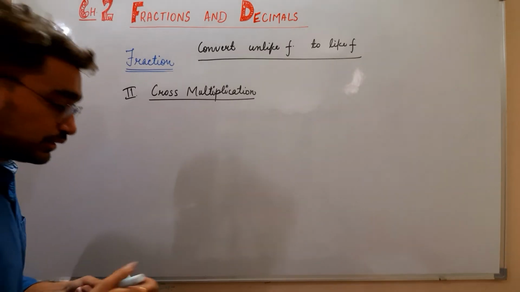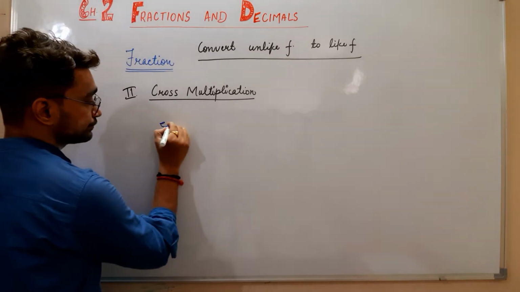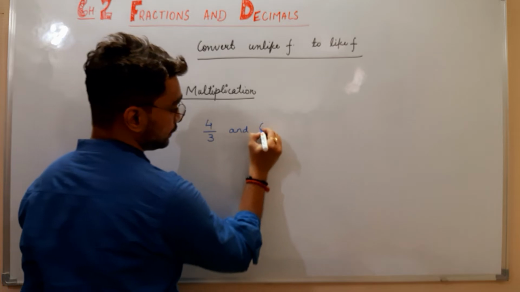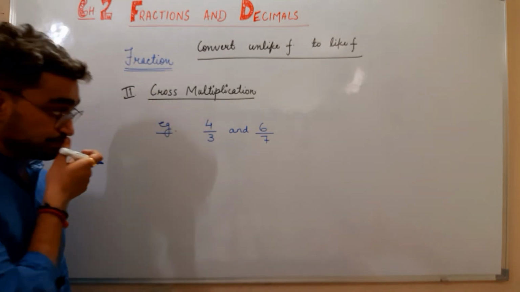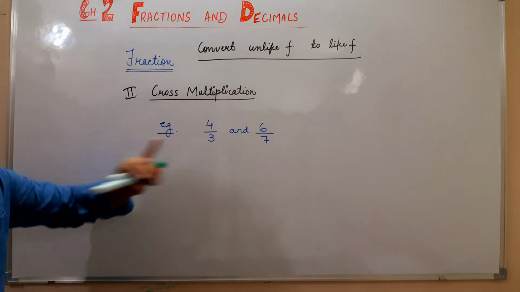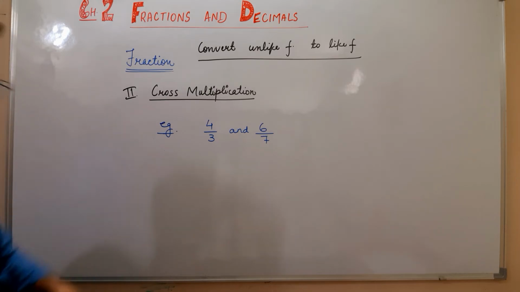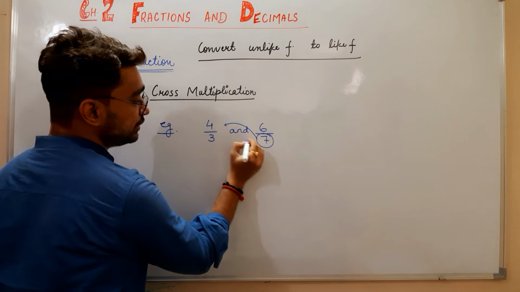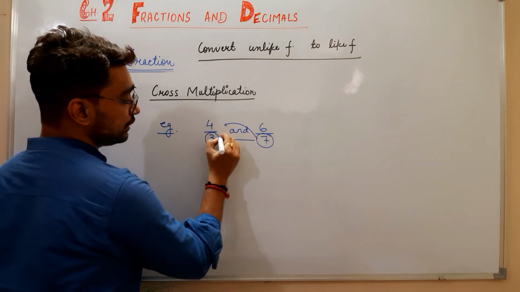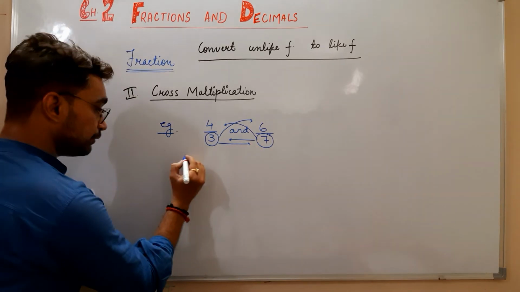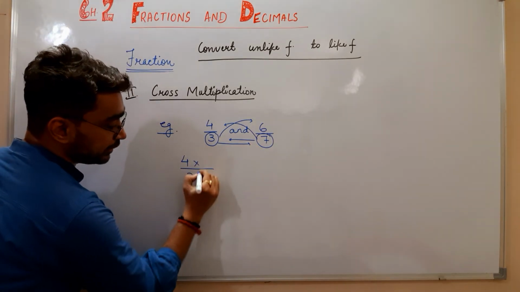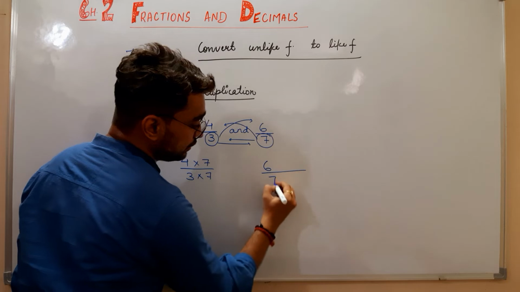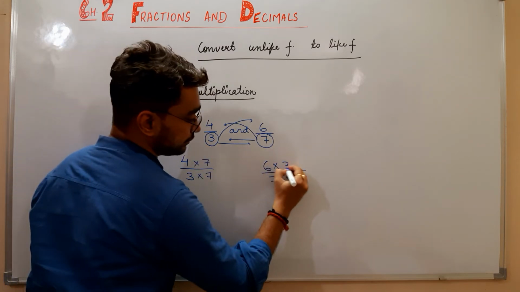What we have to do in this, for example, 4 by 3 and 6 by 7. We have two fractions here. I want to convert them into like fractions. So cross multiplication says that multiply this 7 to both sides of the first fraction and multiply this 3 to both sides of the second. Means it will become 4 by 3 multiplied by 7 and 6 by 7 multiplied by 3.